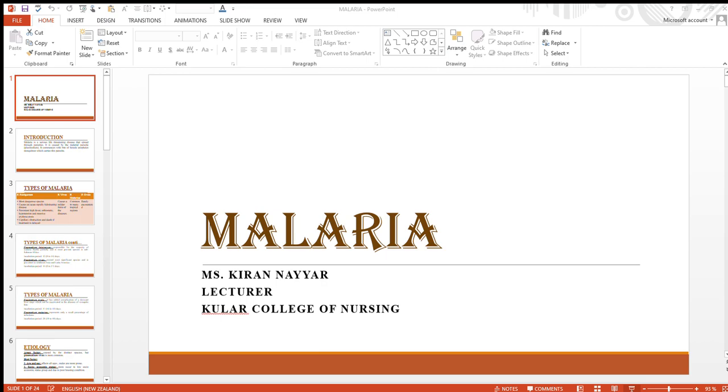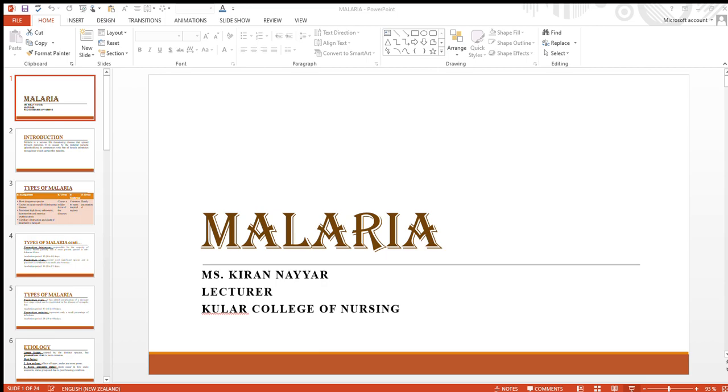Next is the diagnostic evaluation. Mostly microscopy, a thin film test and a thick film test are done. Next is the serological test. Serologically, it detects antibodies against the malaria parasites. A rapid diagnostic test detects circulating parasite antigen.